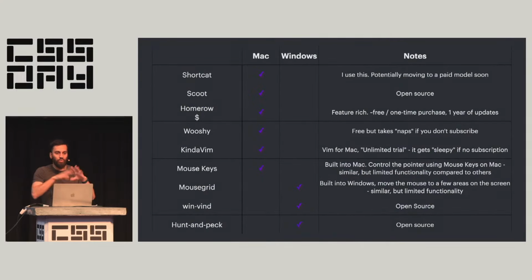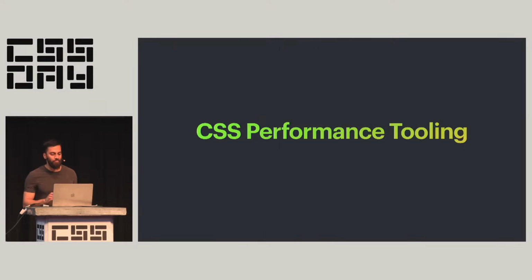Feel free to take a picture or wait for the slides, but a quick summary is I'm using Shortcut, so the application I just showed in the video is Shortcut. If you're not so sure about this and you just want to have a quick play around, maybe on Mac, go for Scoot, which is open source. On Windows, go for Hunt and Peck, which is open source. You can try these things out. Oh, and by the way, if you want to search for this after this talk, search for the tool name and then the platform, and that will guarantee you find it in the search results.